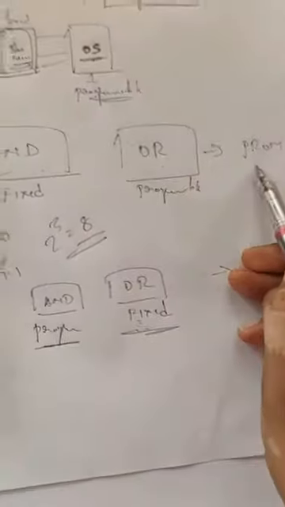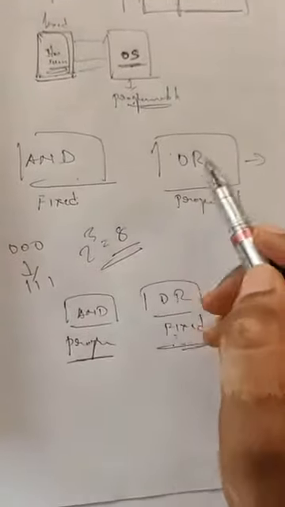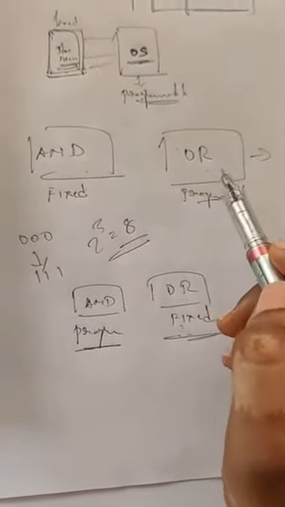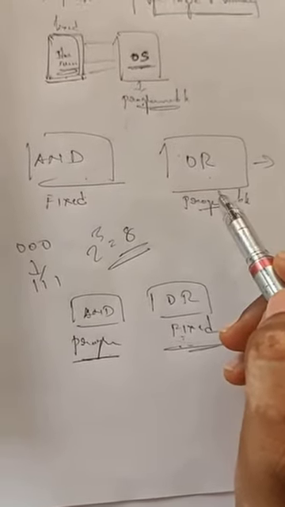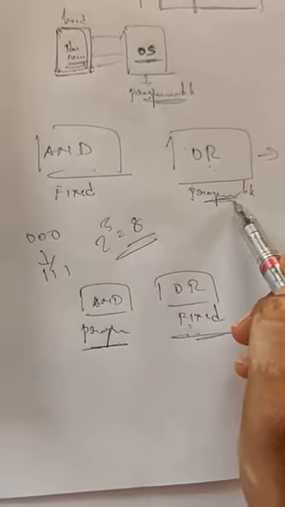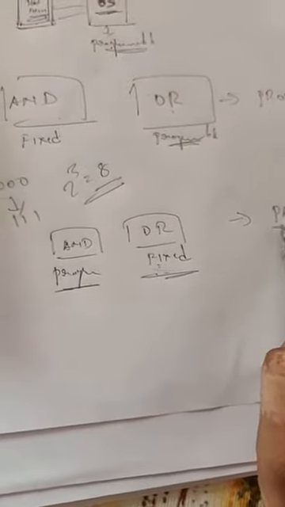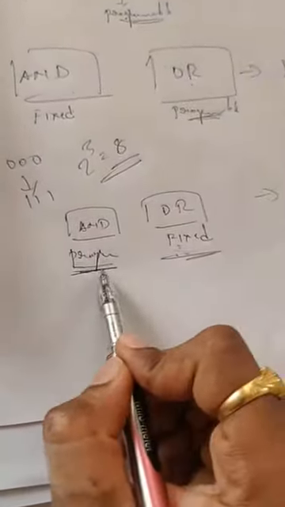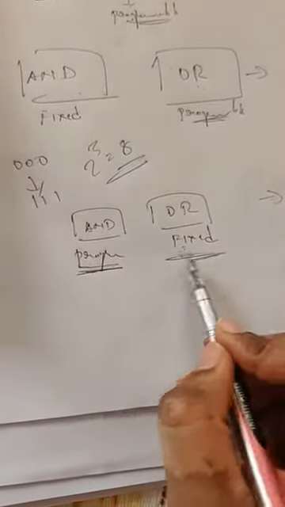In case of PROM, the AND array was fixed and the OR array was programmable. Based on the question given, we were making changes with respect to the OR array, so we called it programmable. Here, based on the question, we are going to make changes with respect to the AND array, and the OR array will be fixed. Okay, so that is PAL.